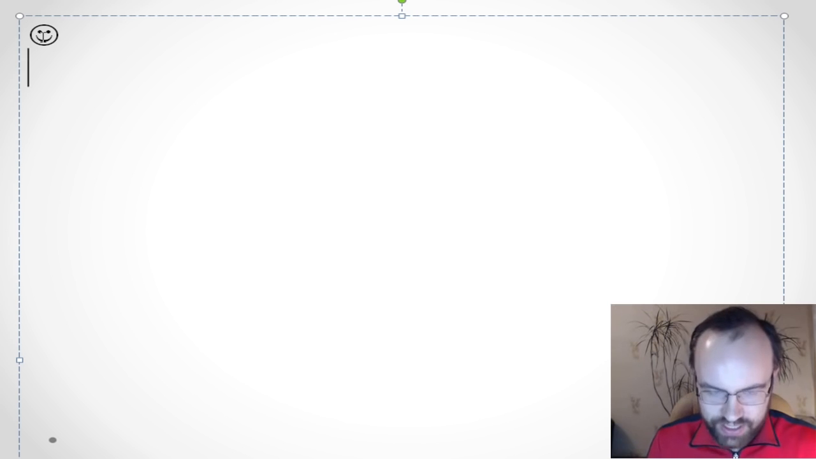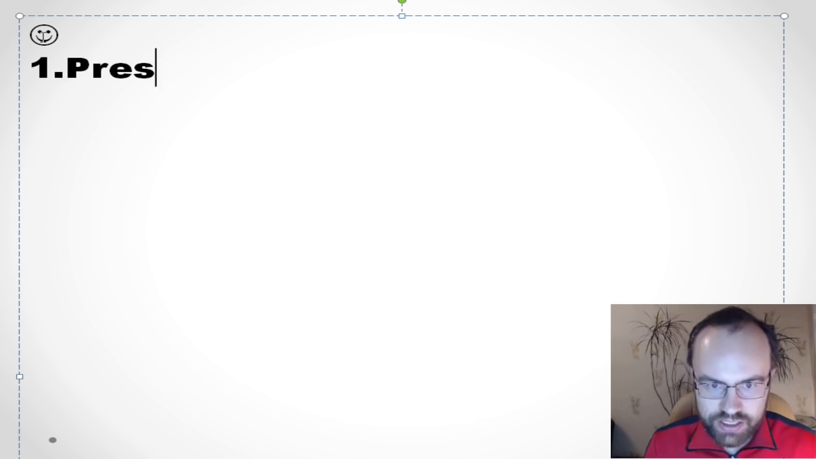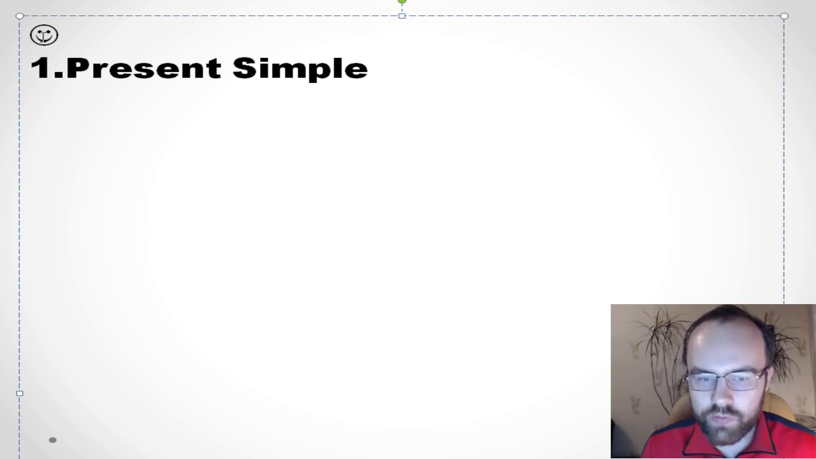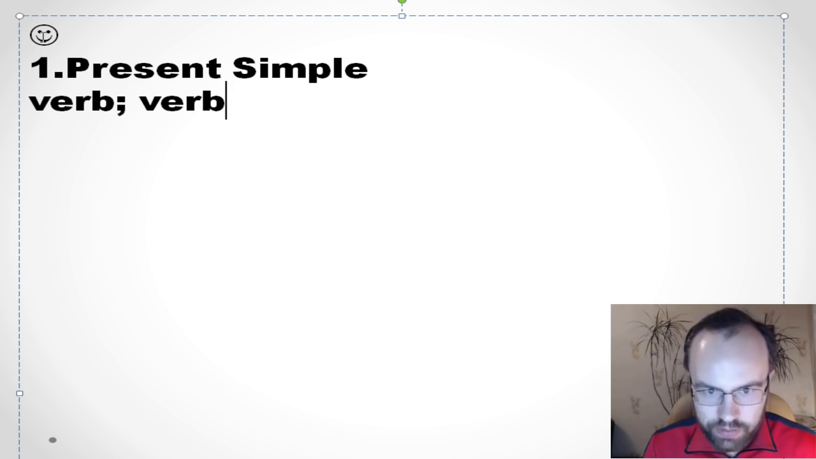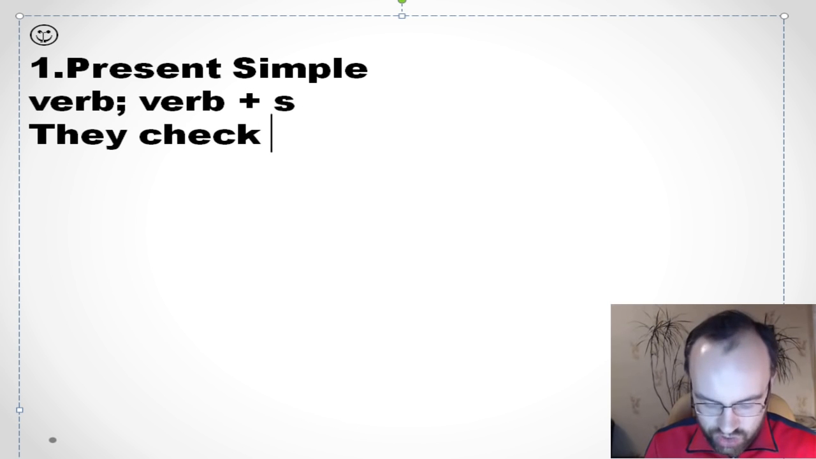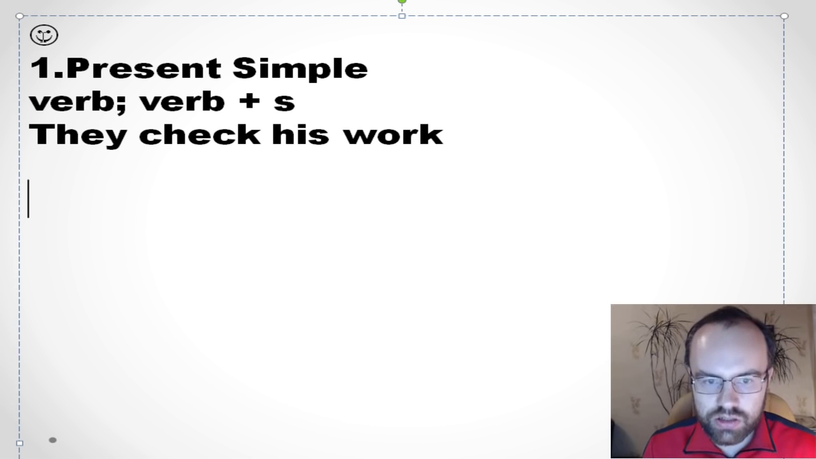So the first tense is present simple. Present simple. Do you remember how we form it? So verb, or verb plus s if it's he, she, it. For example, they check his work. Okay, good.